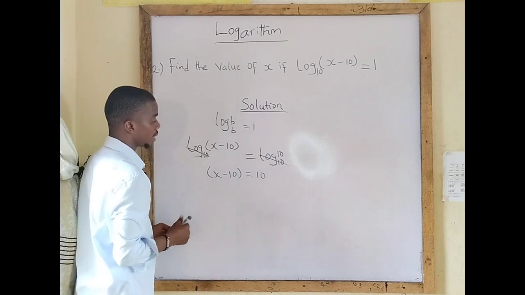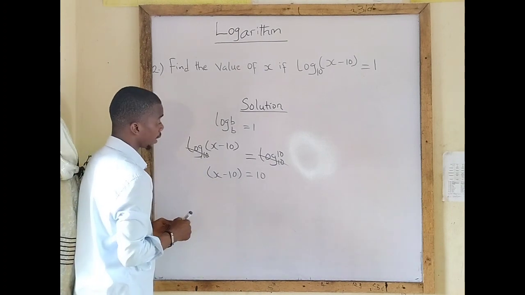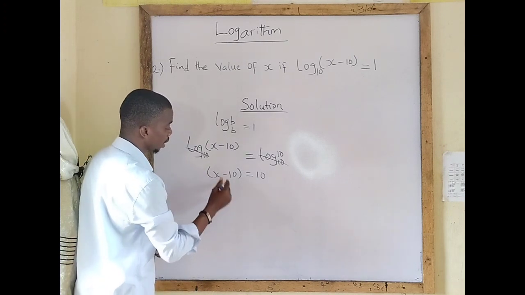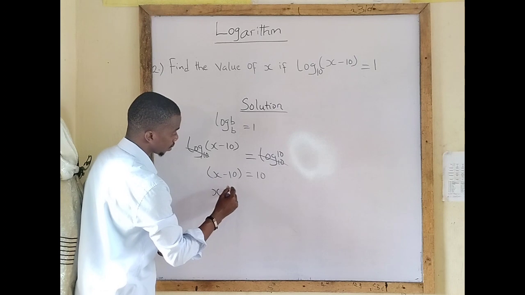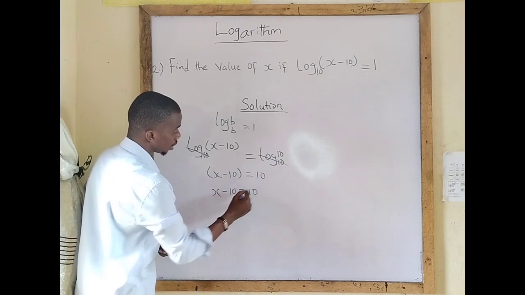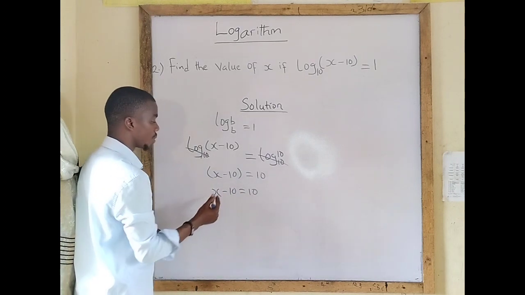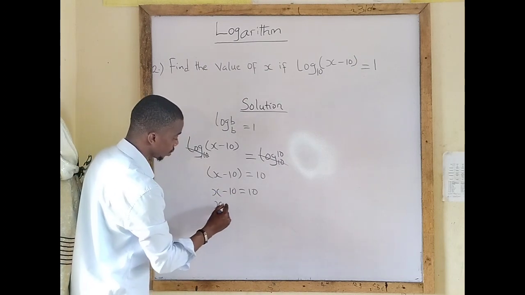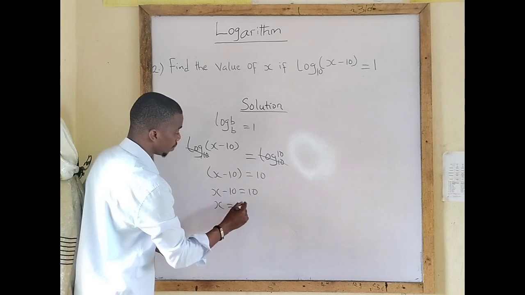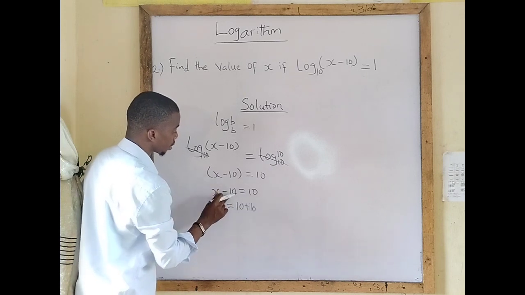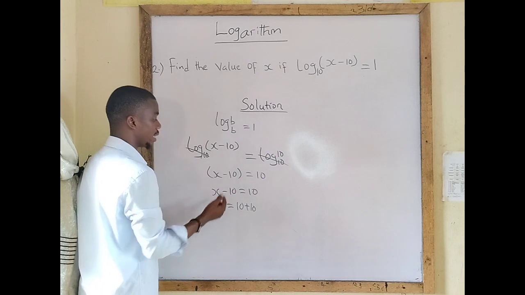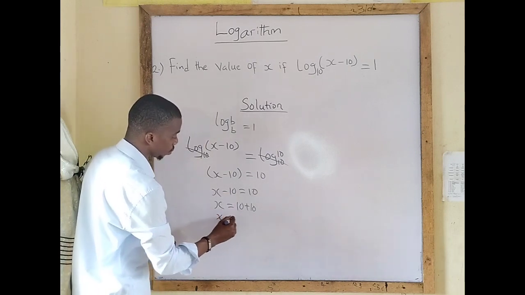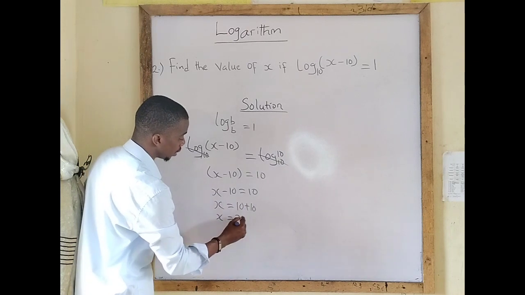Then if we open our bracket with an invisible 1, 1 times x, we have x. 1 times minus 10, we have minus 10. And this is equal to 10. If we collect like terms, because we want to determine the value of x, we have that x is equal to 10 plus 10, because the minus 10 crosses over the equality sign and the minus changes to plus. And we have that x is equal to 10 plus 10, 20.